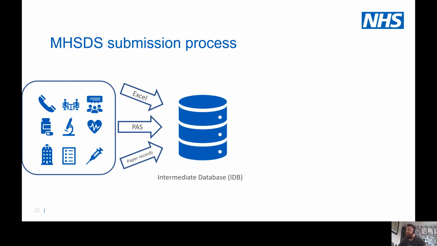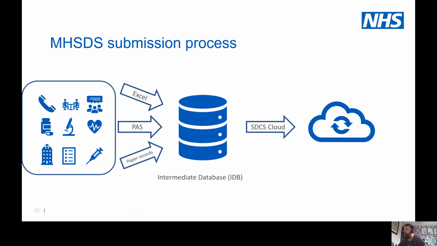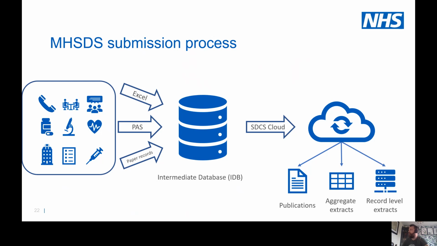But all of that information feeds into what's called the intermediate database, or IDB. And this is a Microsoft Access file that providers or organisations would submit on a monthly basis to the SDCS Cloud at NHS Digital. Once a month, there's a lot of processing. You'll see the processing is in the cloud now, the SDCS Cloud. And then from the cloud will fall the publications that NHS Digital produce on a monthly basis. They also produce some aggregate extracts for other organisations, and we, along with a couple of other organisations, receive a record level extract.